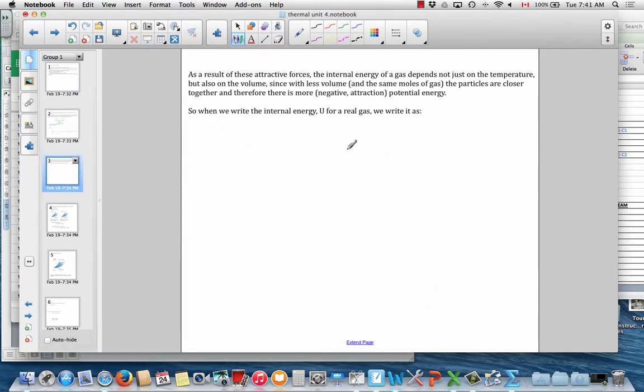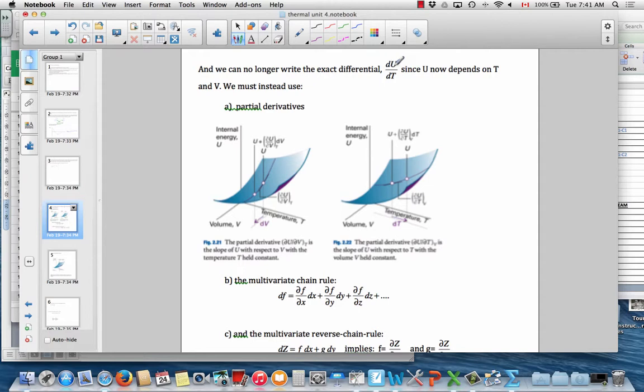Now, because of these attractive forces, these intermolecular forces, internal energy no longer depends only on the temperature. It will also depend on, say, the volume. Because as you decrease the volume, you're decreasing the separation distance, and therefore changing the amount of energy. Now, this is going to affect our calculus because we can no longer write du dT, the exact differential. Instead, we have to use partial derivatives because U now depends on a couple of variables.